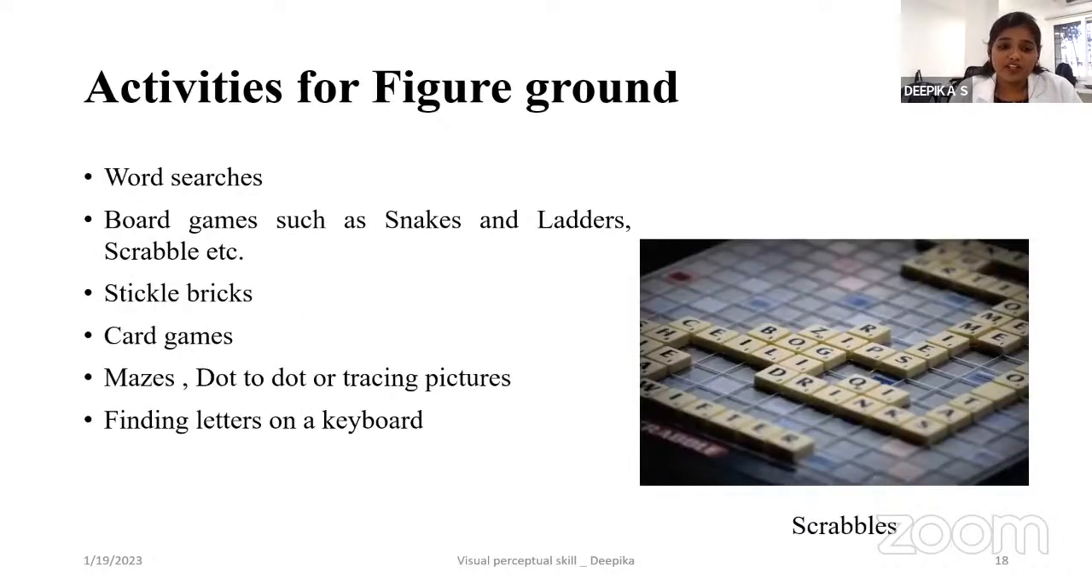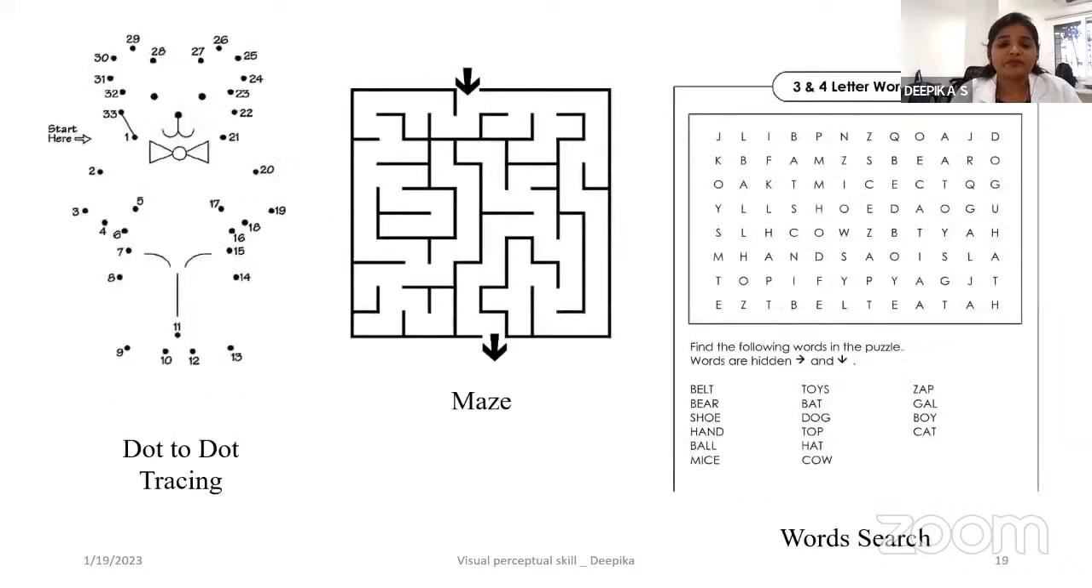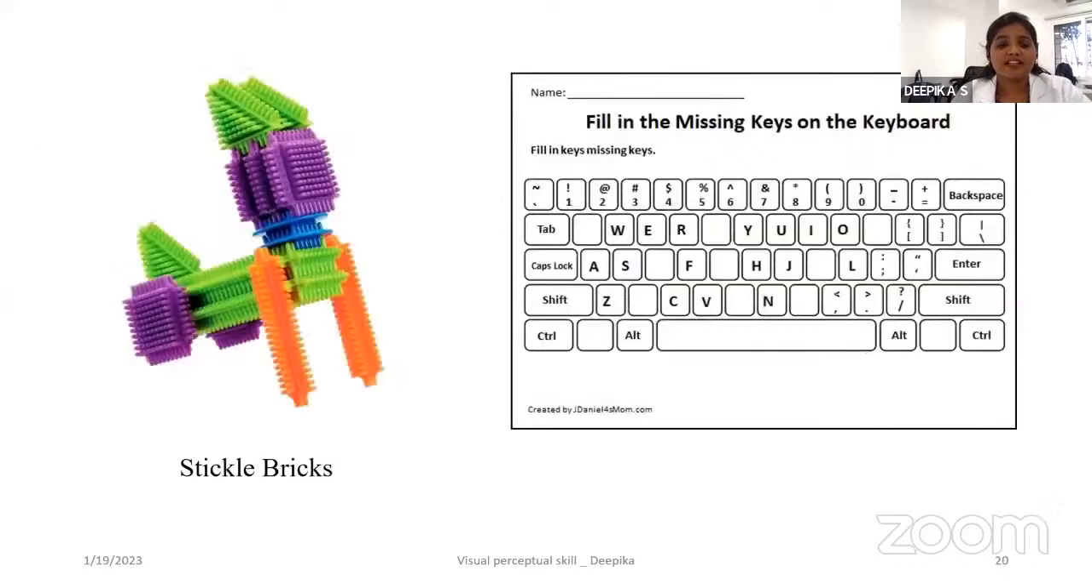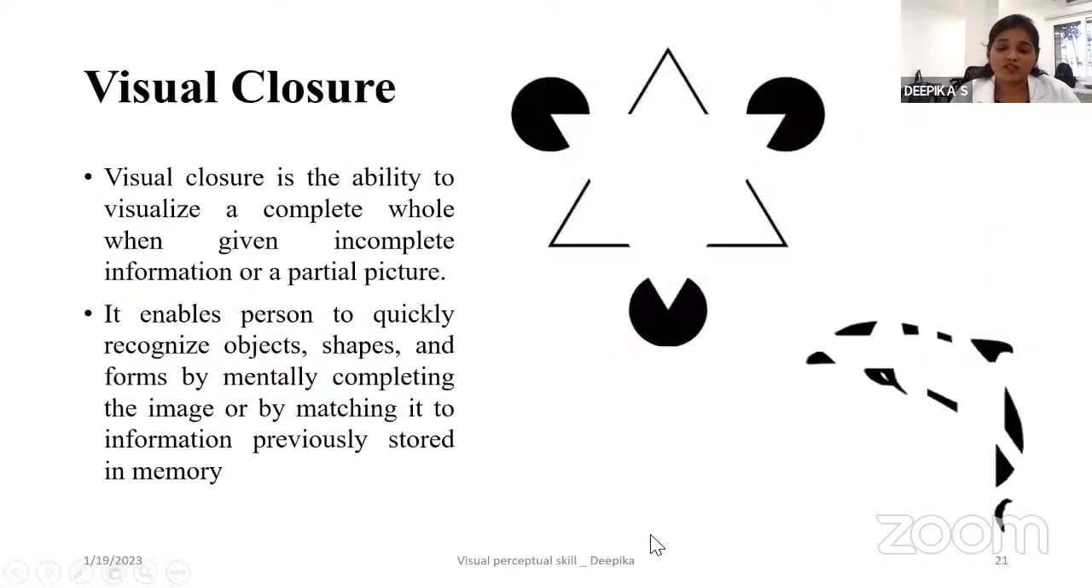The activities for figure ground are word searches, board games such as snakes and ladders and Scrabble, stickle bricks, card games, mazes, dot-to-dot tracing pictures, and finding letters on a keyboard. So Scrabble is a picture given here. And here is the dot-to-dot tracing picture and maze, and then the word searches that we usually play. And this one is stickle bricks. And the last one is filling the missing key in the keyboard. This is also an activity we can give to the children.